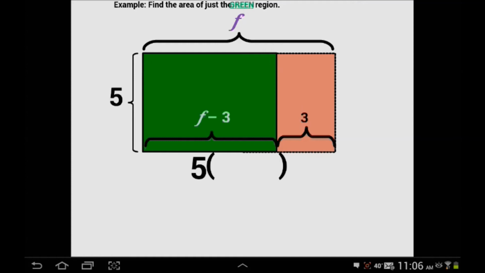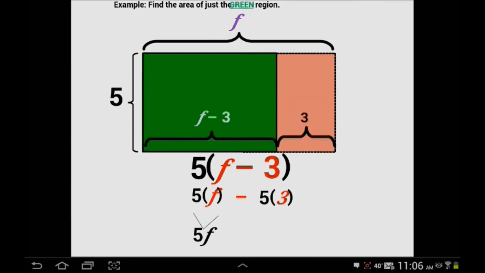And now we're just going to set it up. 5 is outside. 5 is going to be distributed into the f minus 3. And then we just distribute 5 times f and then 5 times 3. Drop down the subtraction sign and it is 5f. 5 times 3 is 15. Drop down the subtraction sign and you're through. There's nothing else you can do with this problem at all.